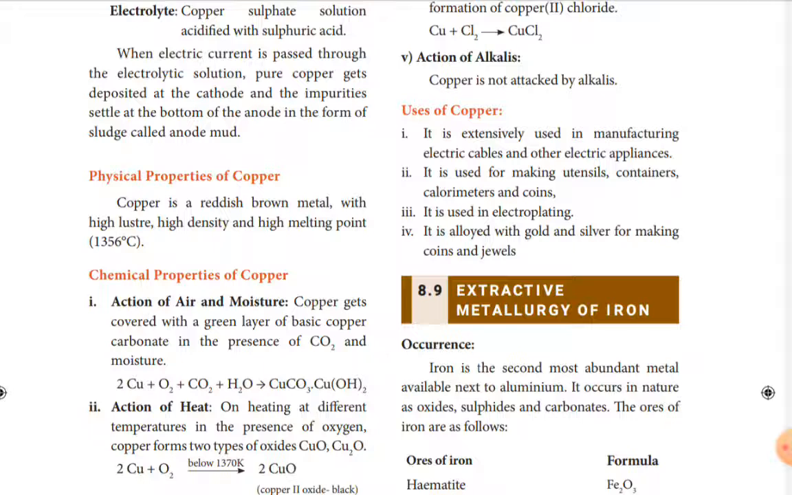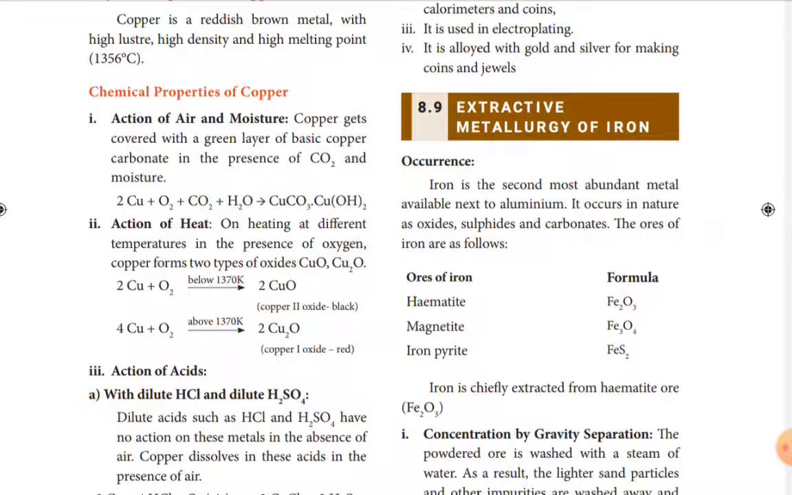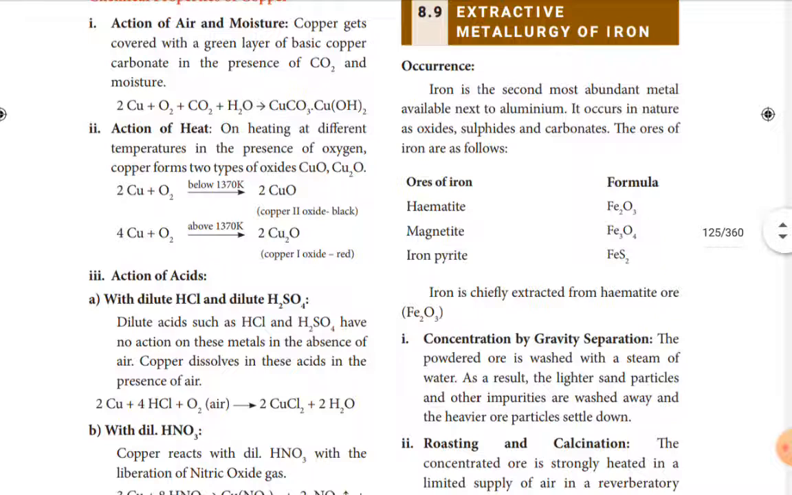There are three important ores of iron: hematite, Fe2O3, an oxide ore; magnetite, Fe3O4, also an oxide ore; and iron pyrite, FeS2, iron sulfide, a sulfide ore. Out of these three, the chief and important ore is hematite, not iron pyrite. Hematite, Fe2O3, is the important chief ore, and iron is mostly extracted from this ore.